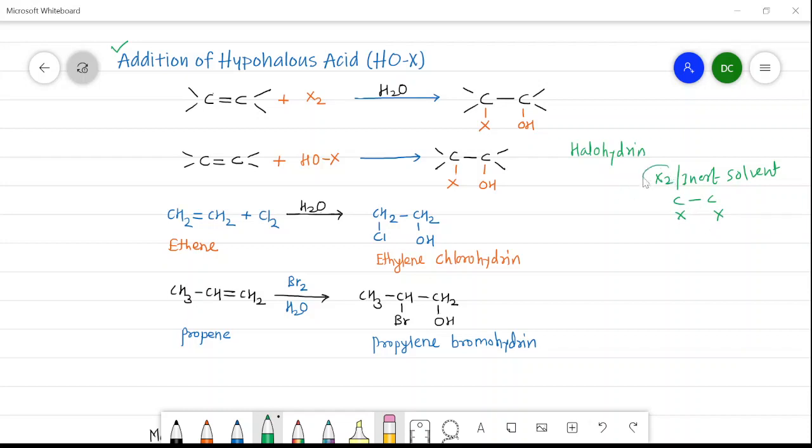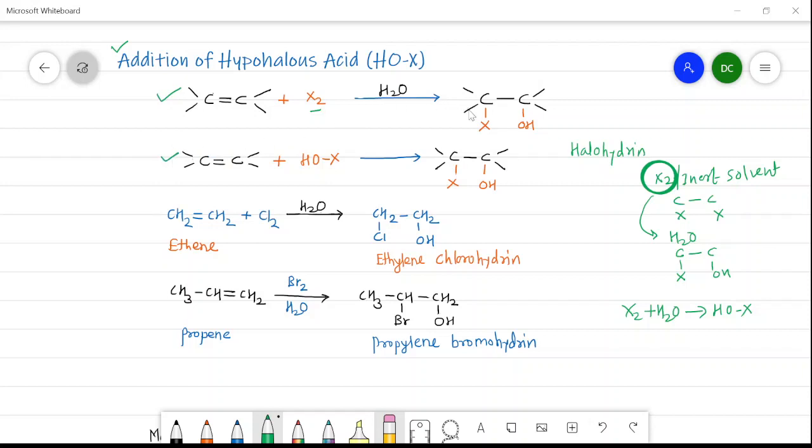In this reaction, when halogen is taken and it is reacted with the alkene in presence of water, then what happens? From the halogen, one atom is attached to the carbon, and from this water, an OH group is attached to the carbon. This reaction is called the addition of hypohalous acid. So X2 plus water will provide HOX, that is hypohalous acid. So in this reaction, we can write X2 and water, or we can write HOX. So these are the general reaction for addition of hypohalous acid.